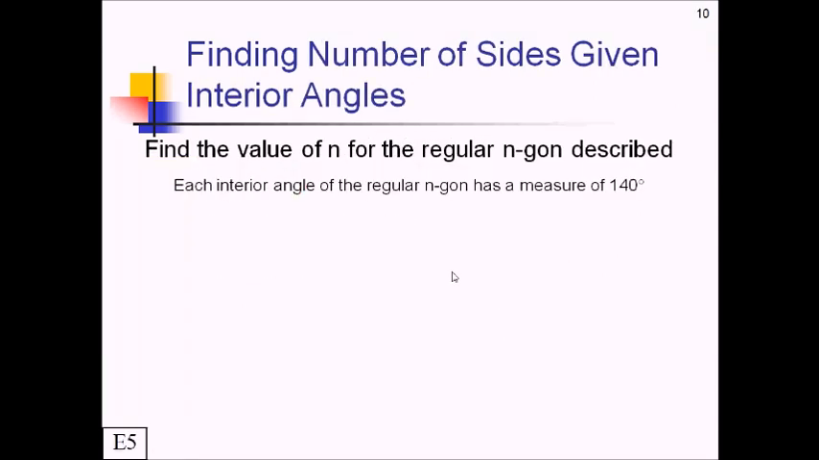For this next problem, they're telling us that each interior angle of a regular n-gon has a measure of 140 degrees, and they want us to figure out the value of n. How many sides does this n-gon have? This one could be a little bit tricky at first if you're thinking about it in terms of interior angles, because the sum of the interior angles of a regular polygon could be pretty much anything. It's going to depend on how many sides you have.